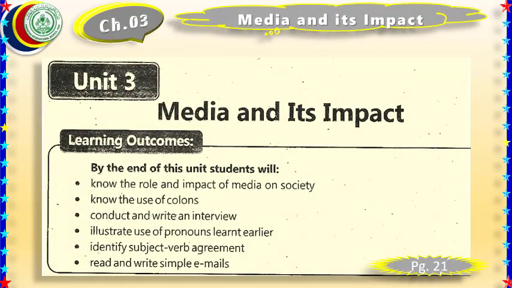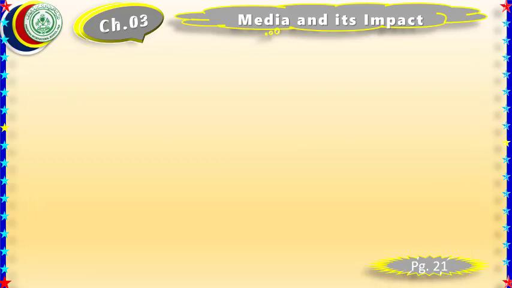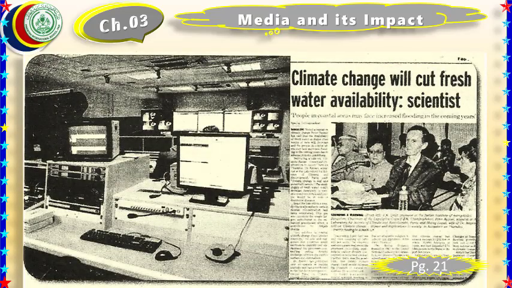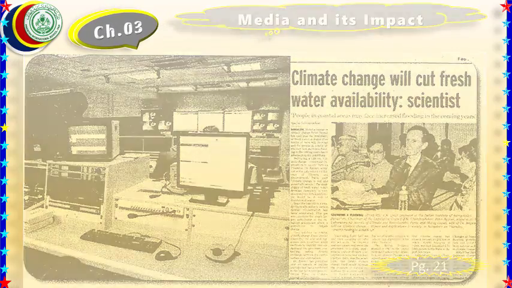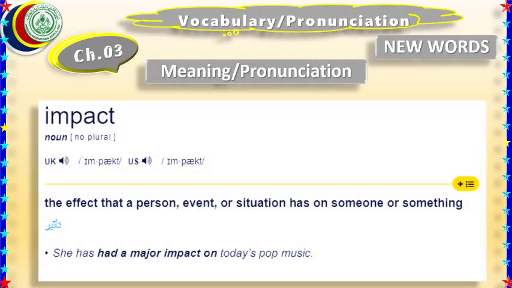Dear students, now we shall come to our lesson from our book, that is Unit 3. We are going to start today. The title of this lesson is Media and its Impact. This is the top of this page from where our Unit 3 is going to start. This picture is given to explain the title, and this is the page to show us correct meaning and pronunciation of new words. Impact means the effect that a person, event or situation has on someone or something.